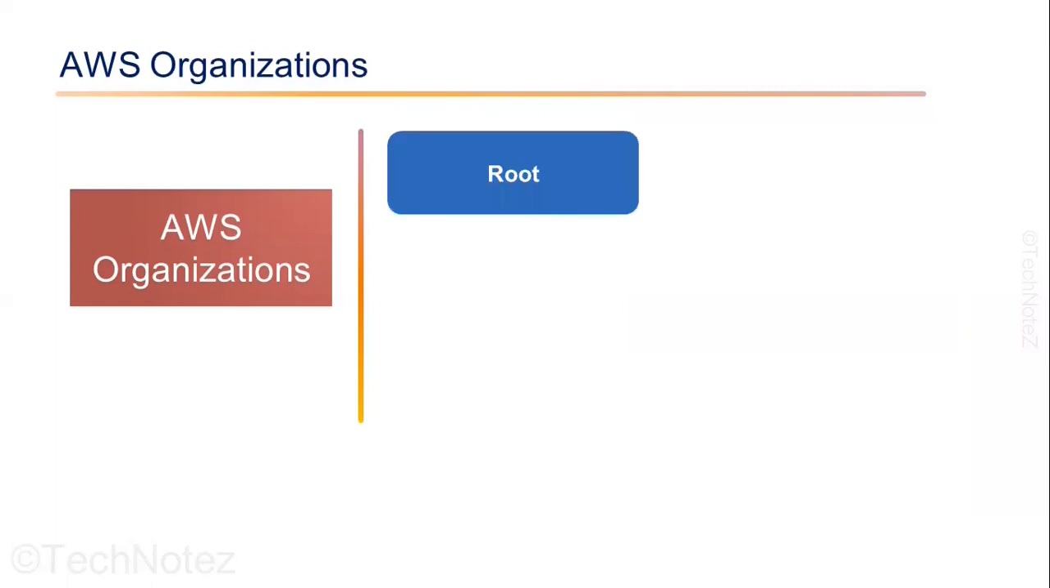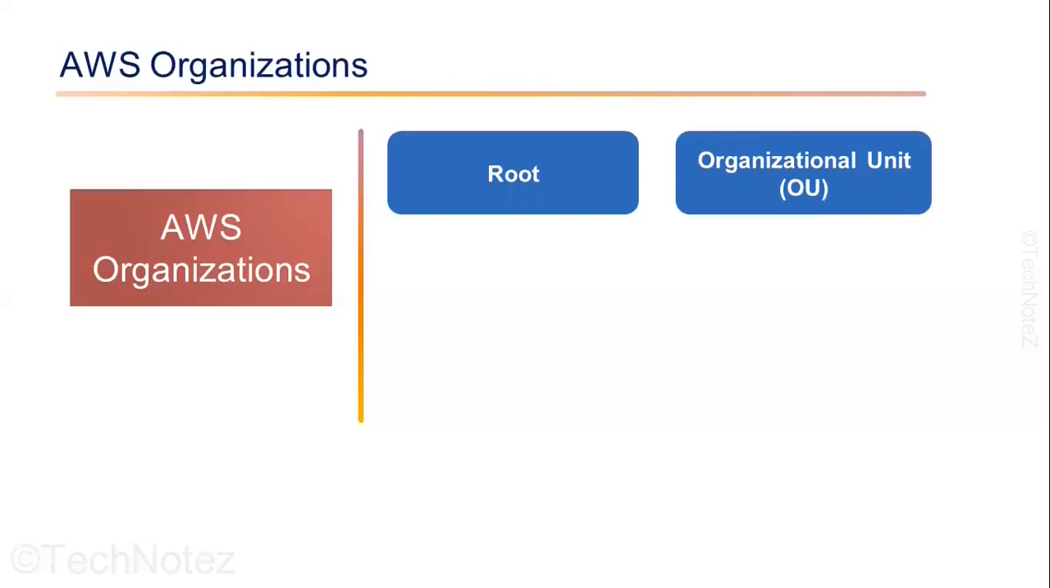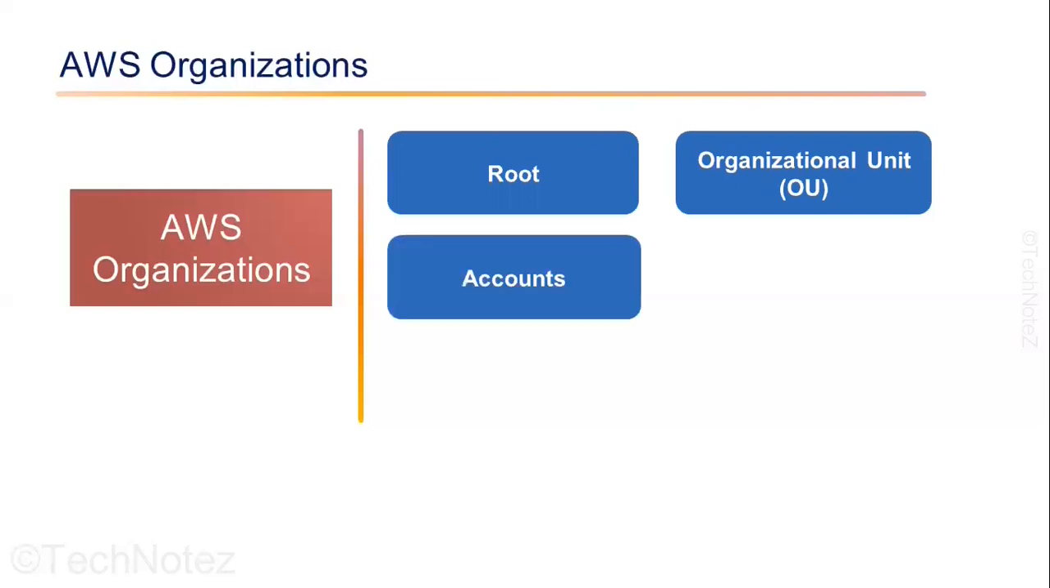Root, the top-level container of all the accounts that are part of the organization. The root is created automatically when you create an organization. Organizational unit, a container for accounts that you want to group together for management and governance purposes. You can create organizational units to mirror your organizational structure, such as by department, business unit, or location. Account, an AWS account that is part of your organization.